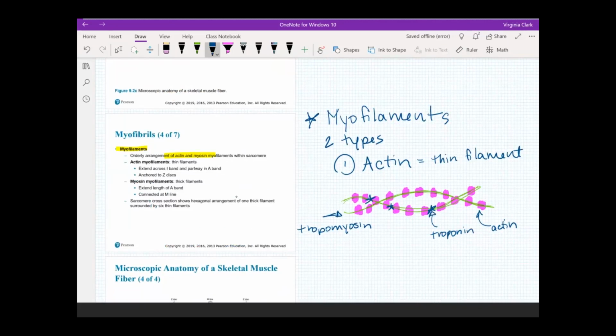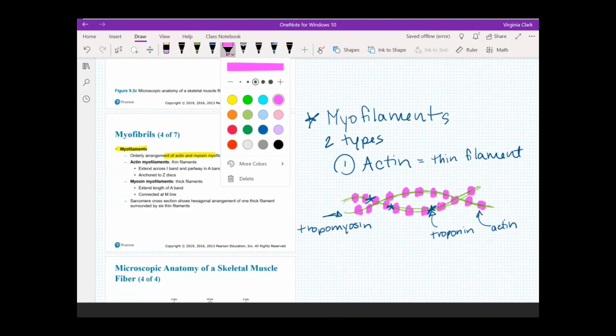So our actin filament is a thin filament. It is made up of an actin protein, and it is going to have tropomyosin strands with the actin protein attached, and a troponin molecule is holding it all in place. So that's what this looks like. This is our actin, or our thin filament.